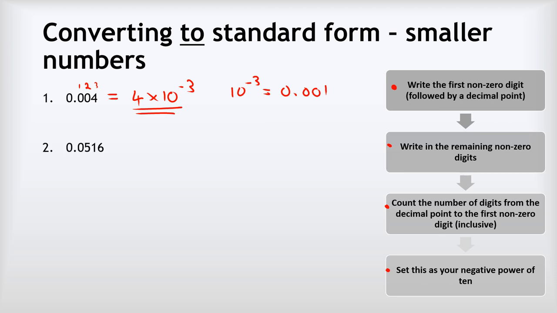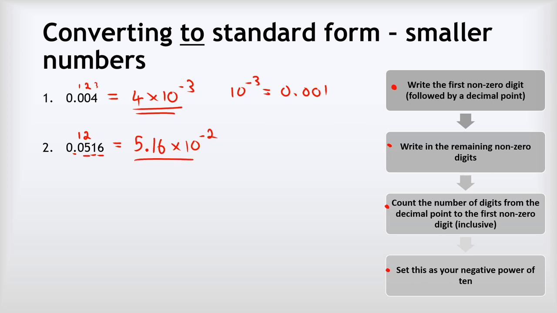Next one, 0.0516. So let's do the same thing as last time. We start off by writing down our first non-zero digit, which is that 5. Then we follow it with a decimal point this time because there are multiple non-zero digits. And we write the remaining digits after the decimal point. So that's the 1 and the 6. Now we need to think about our negative power of 10. So remember, we're counting the number of digits from the decimal point to the first non-zero digit inclusive. So our decimal point is here. So we're going to go 1, and then our 5 is in that second decimal place. So our negative power will be 2. So we're going to say times 10 to the negative 2 as our answer.